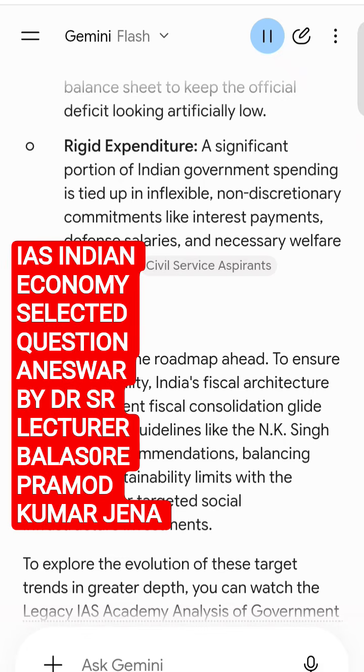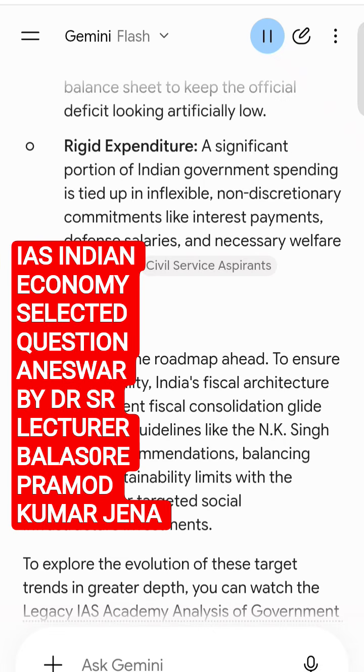3. Conclusion. Conclude with an administrative perspective. A healthy fiscal strategy prioritizes a gradual reduction in the revenue deficit while driving up public capital expenditure, CapEx, to stimulate sustainable economic growth. Question 2, 15 marks, 250 words.